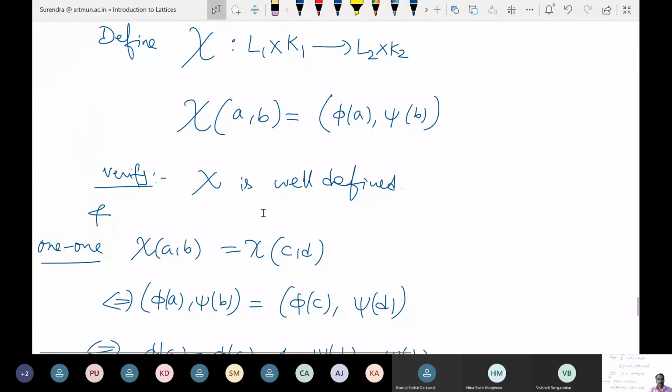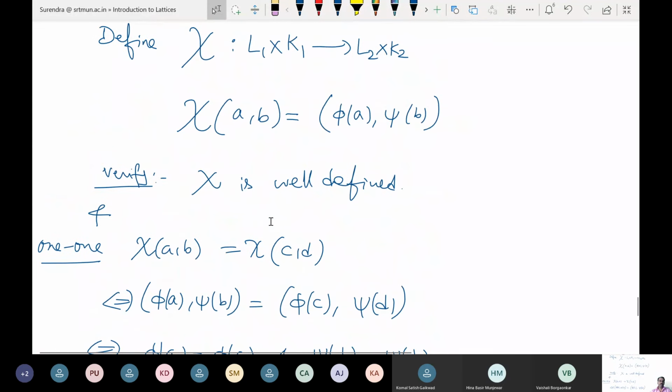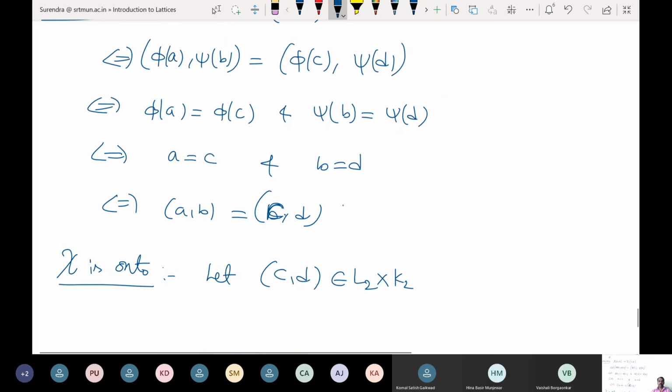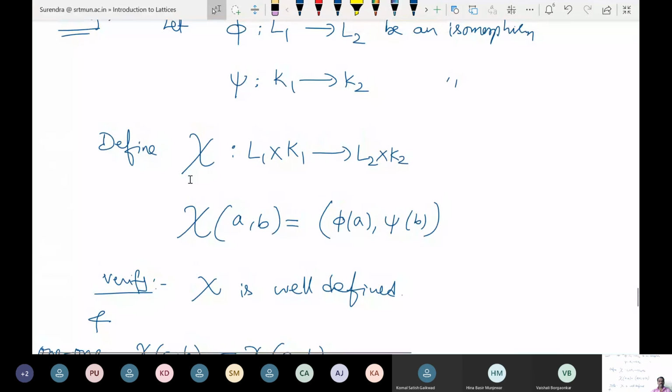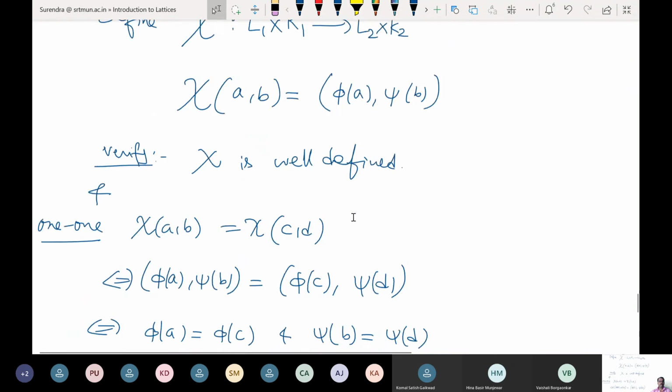That is clear. Now we want to show that it is a homomorphism, and onto also. First, why is chi onto? You start with, suppose, (C, D) belongs to L2 cross K2. Somehow we should get an element in L1 cross K1 such that chi of that element is this. How can we define it? By using the fact that these are all isomorphisms, that means phi is an onto map, psi is also an onto map. So whenever you have an element here, it has a pre-image.